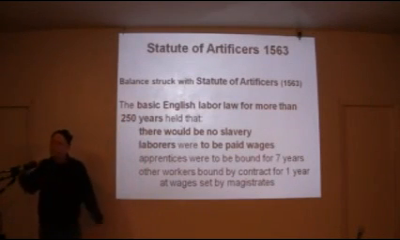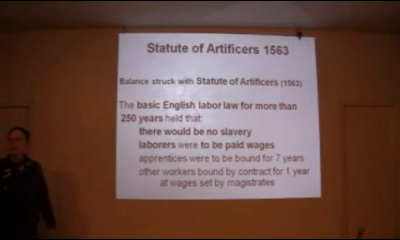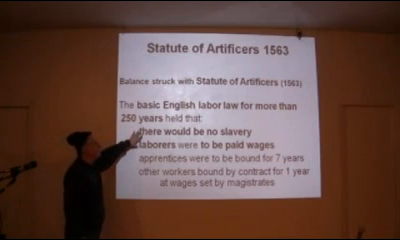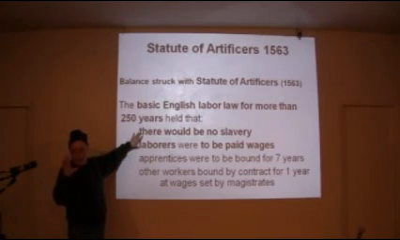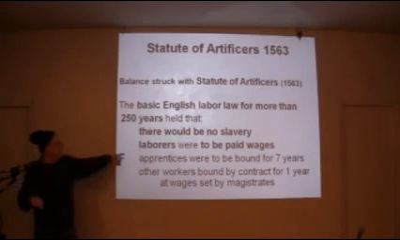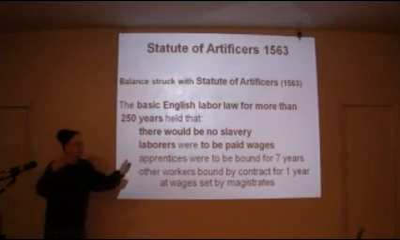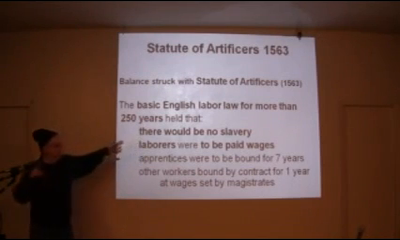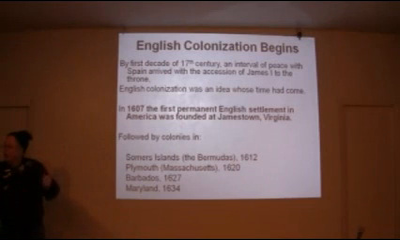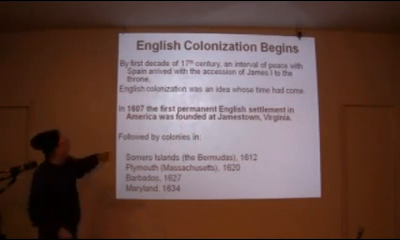Next. Here's a key thing. So what happens in 1563 in England, the law is passed, and this is the labor law of England for the next 200 plus years, the Statute of Artificers. Basically two key aspects of it for our purpose right here: there would be no slavery, and laborers were to be paid wages. This is what we call the rights of an Englishman, if you will. And so that's the law of the land of England who's coming to Virginia. This is their law, and the people who come are English.